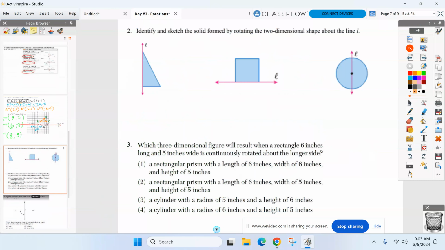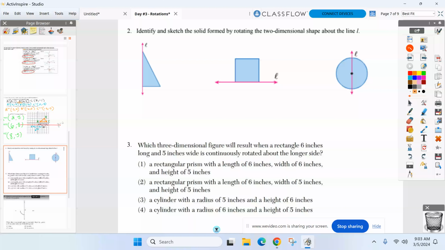Here we go. So here's what I'm going to do. I've got this triangle here, and I'm going to rotate it around line L. Here's what I want you to think about right now. You are literally holding on to line L, and you're just going to whip this triangle around line L, and it's going to form a 3D object. What 3D object is it going to form? Because it's not a triangle anymore.